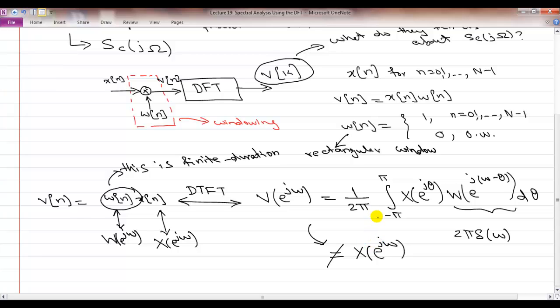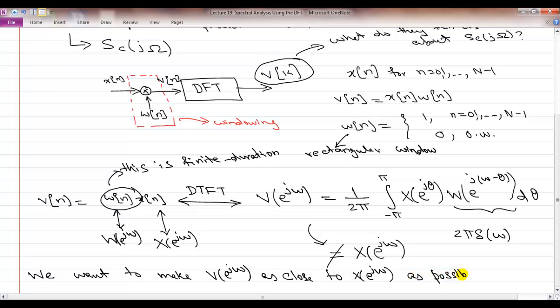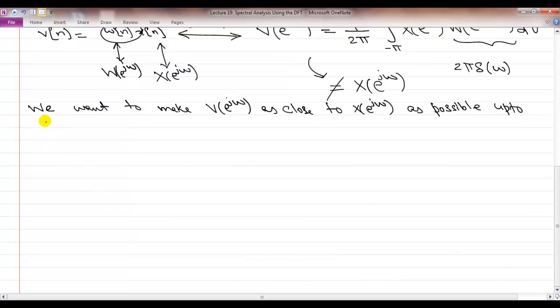Okay? So our goal is, though, we want to make V of e to the j omega as close to X of e to the j omega. We can never make it equal. Okay? As close to X of e to the j omega as possible up to certain design specifications.